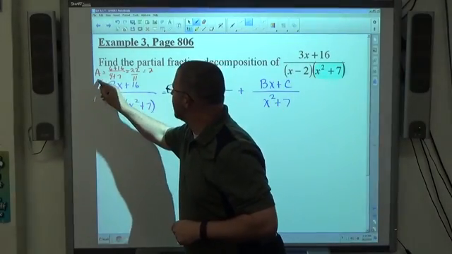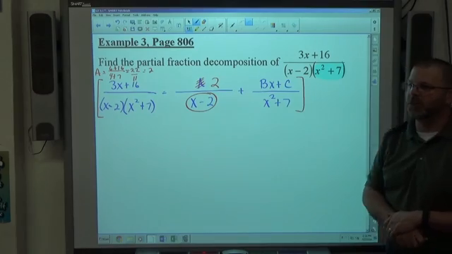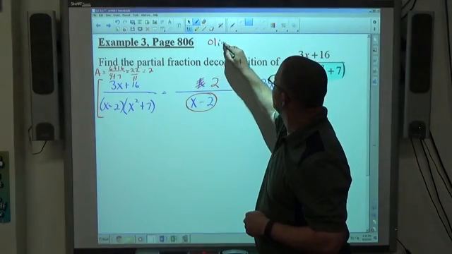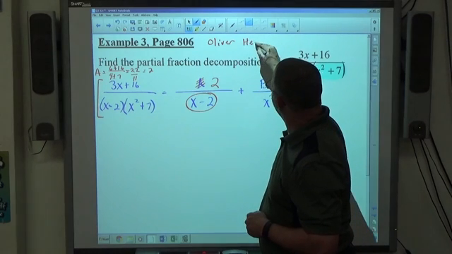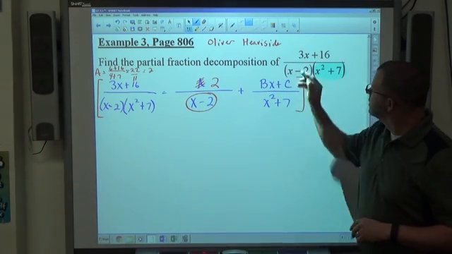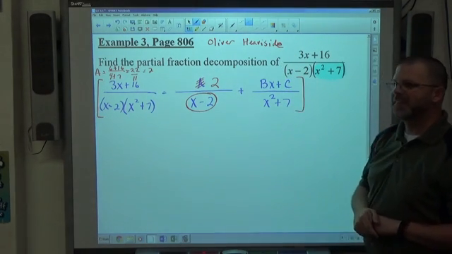It's called the Heaviside cover-up method because the mathematician who came up with it was called Oliver Heaviside. That was his name. It's an unfortunate name, that's what his name was. Oliver Heaviside. It's an E at the end.